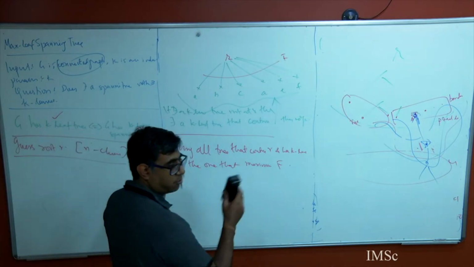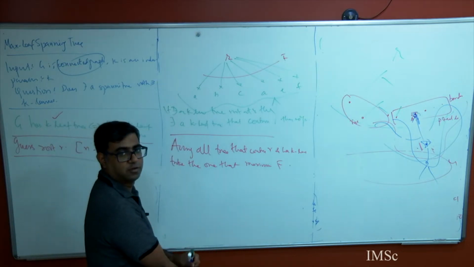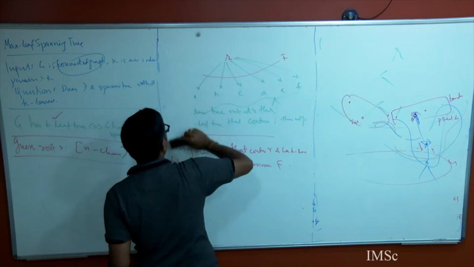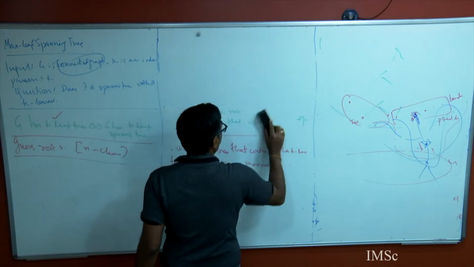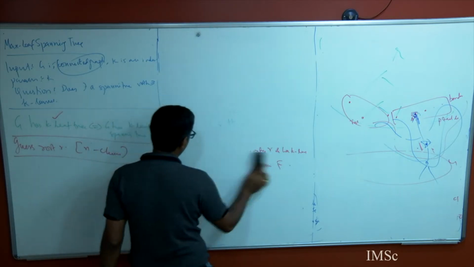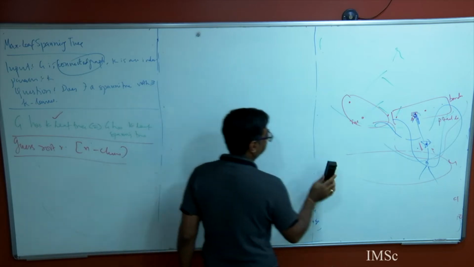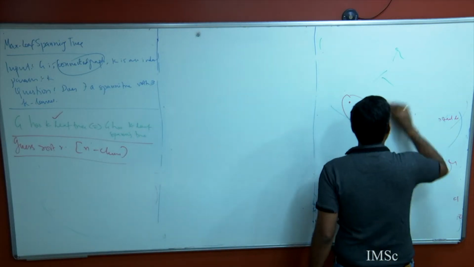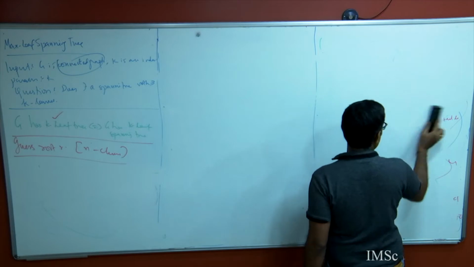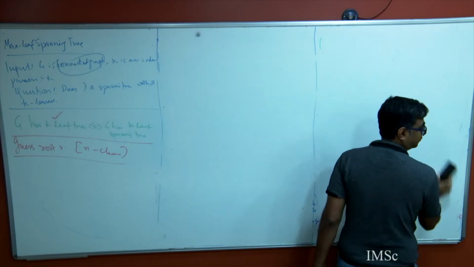Okay, so let's formalize all this and try to prove the correctness of this algorithm. It's counterintuitive. As much as you like to believe it's intuitive, it's an extremely counterintuitive algorithm.